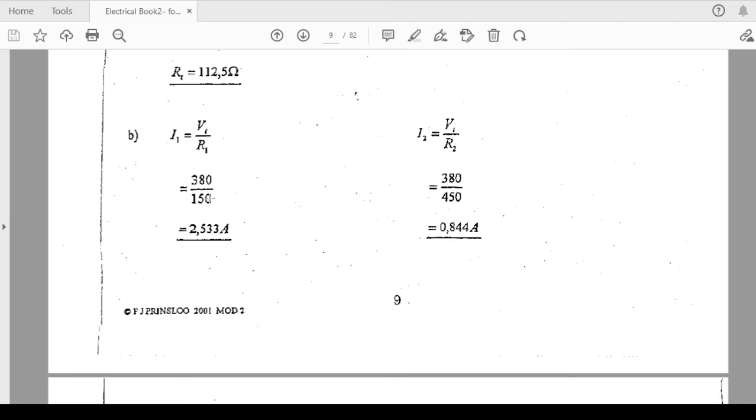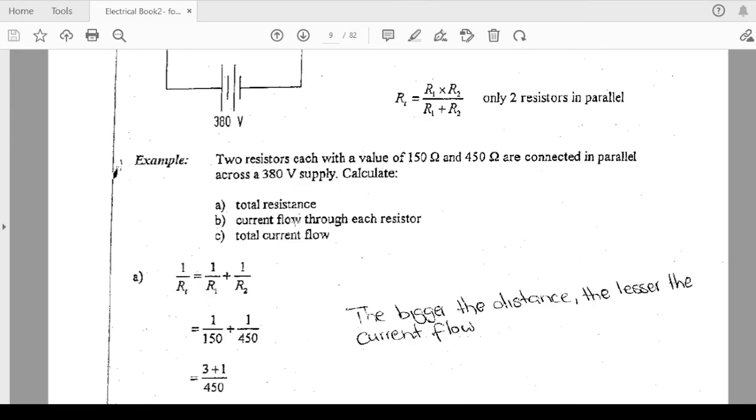R1 was 150. So just take the EMF divided by the resistance of a resistor, and there is the current. When you come to current 2, you take total voltage, because the voltage is the same in parallel, divided by 450, there is the answer. So this plus that is the total current, in case they asked you to get total current. But this is a long way you can get total current. The only other way is by coming to Ohm's law.